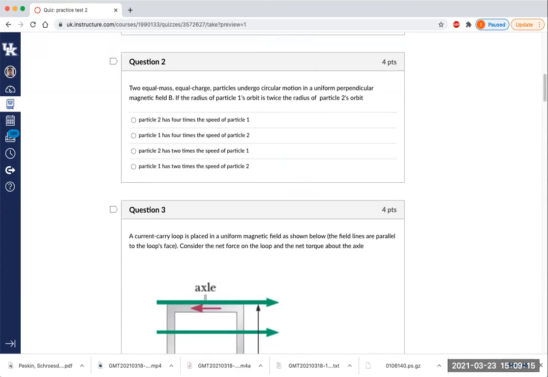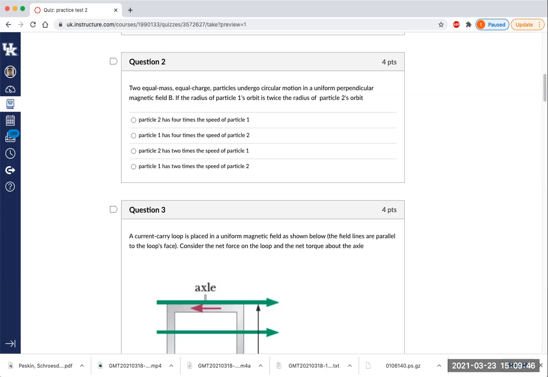Second question. So second question says we've got two equal mass, equal charge particles, and they're undergoing circular motion in a uniform perpendicular magnetic field. And we're told that the radius of the orbit for particle 1 is twice the radius of the orbit for particle 2. And we've got to compare the speeds of the particles.